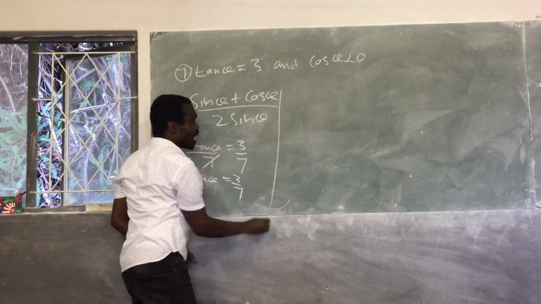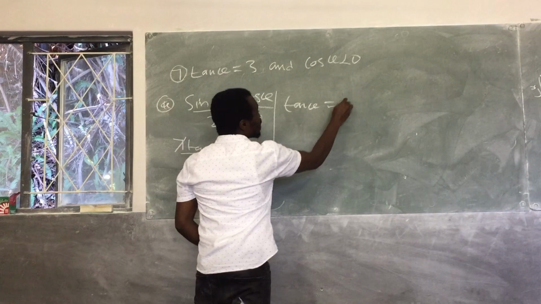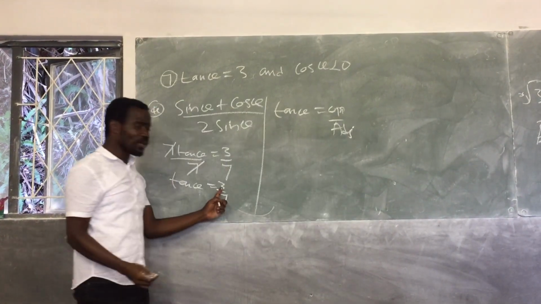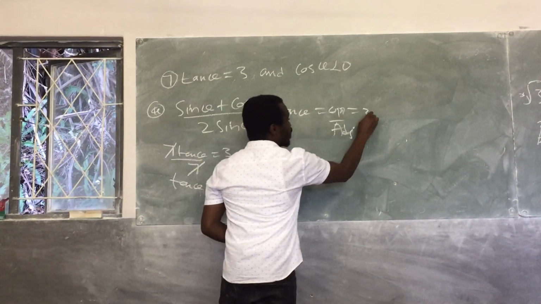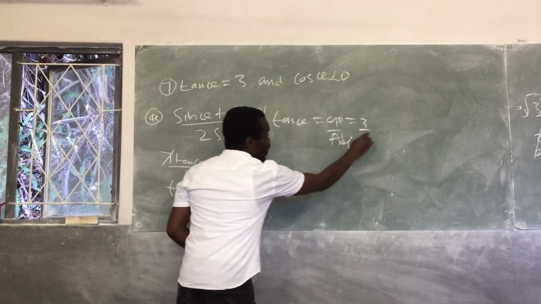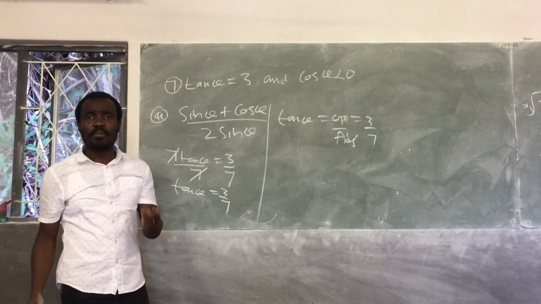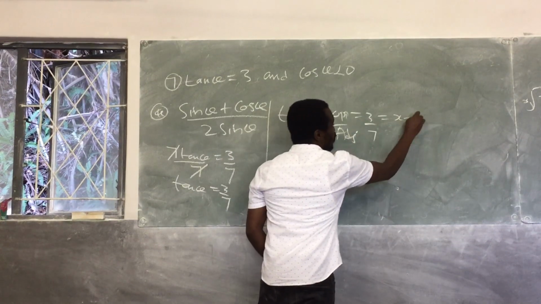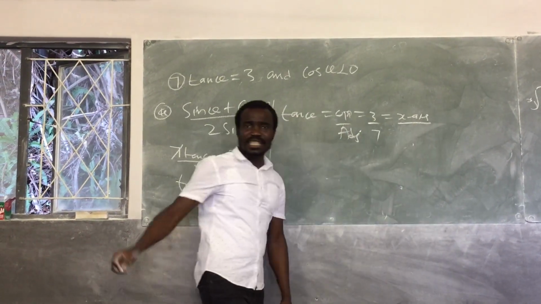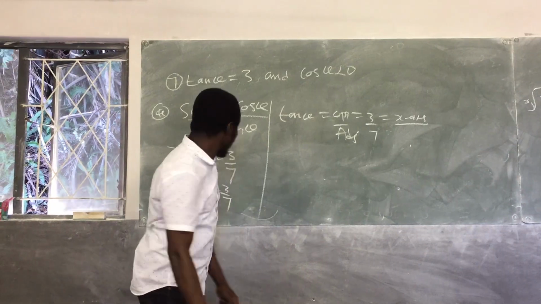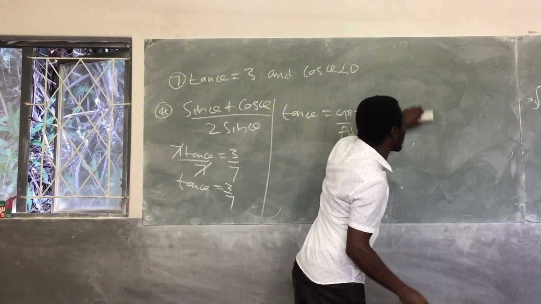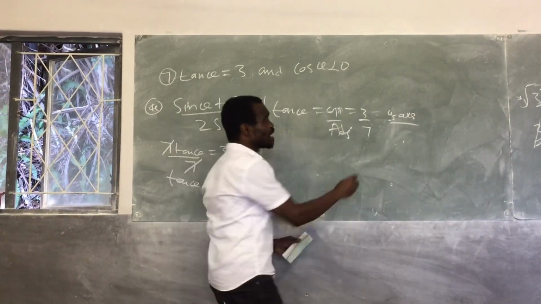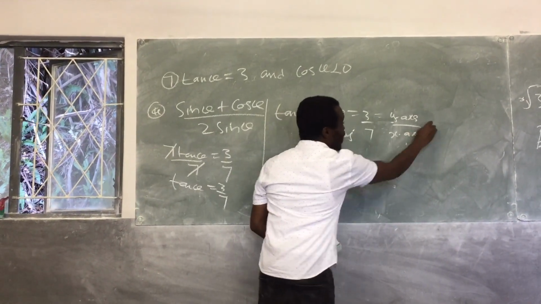You must bear in mind that the 3 over 7 is your ratio. What is tan? Tan theta is opposite over adjacent. That means that your opposite here is 3. Your adjacent here is 7. But now since they said you are using the Cartesian plane, then in the Cartesian plane, your opposite is always your y-axis, or the y value. And your adjacent is the x-axis or the x value.